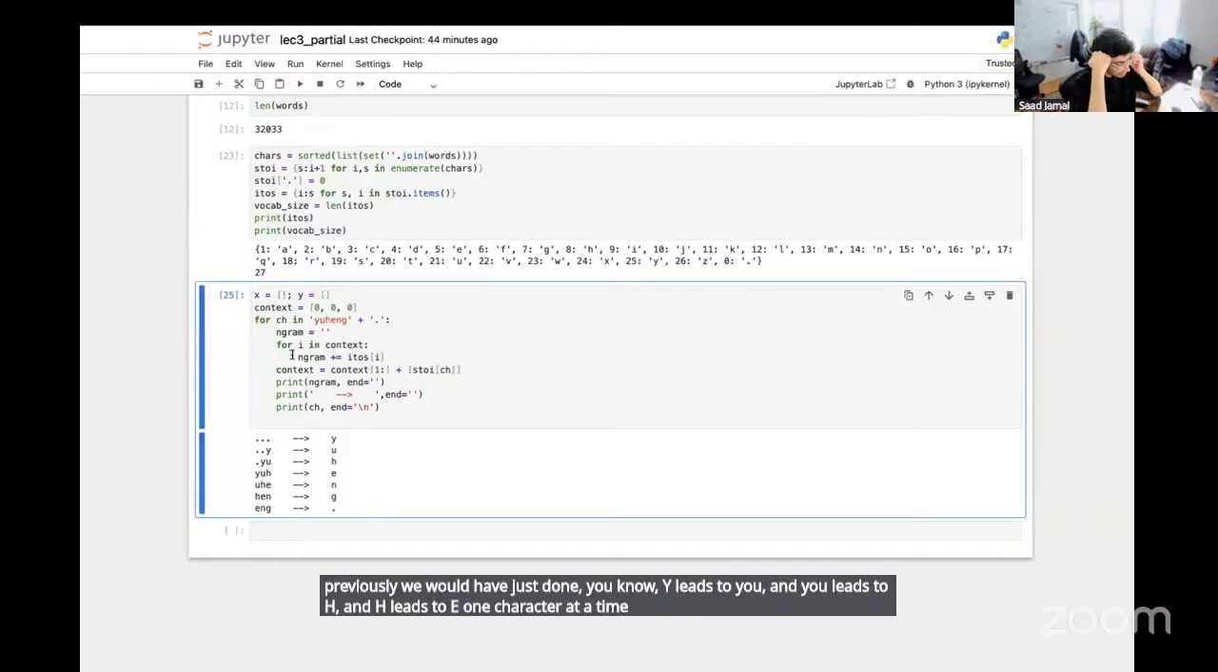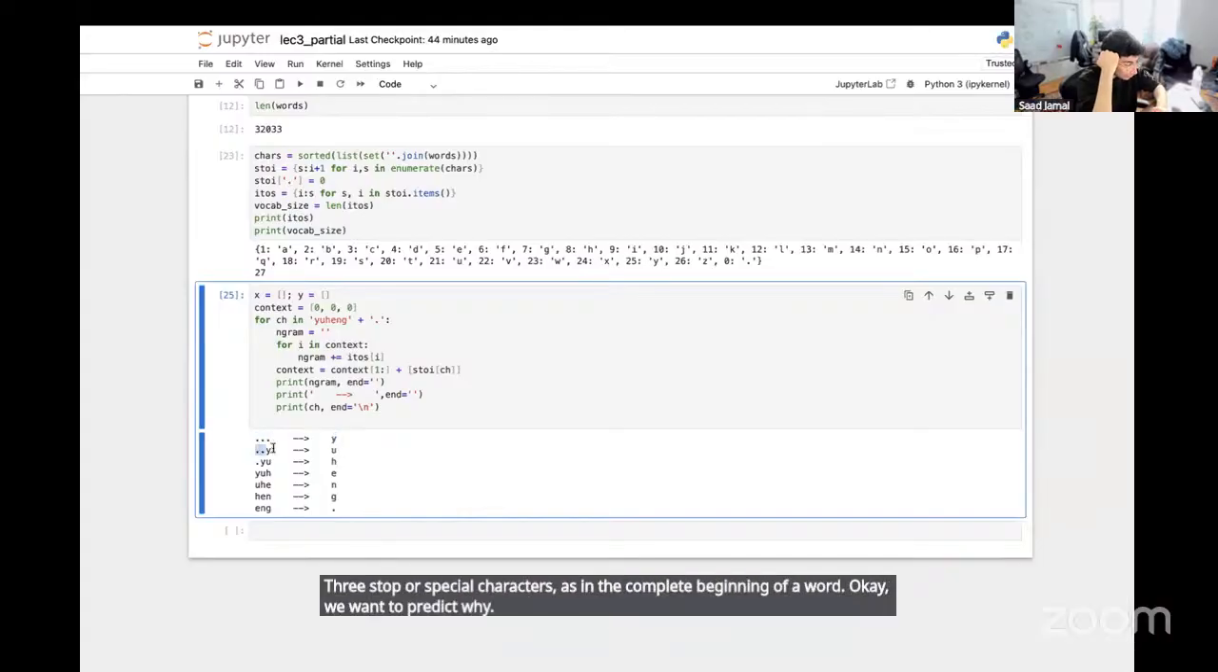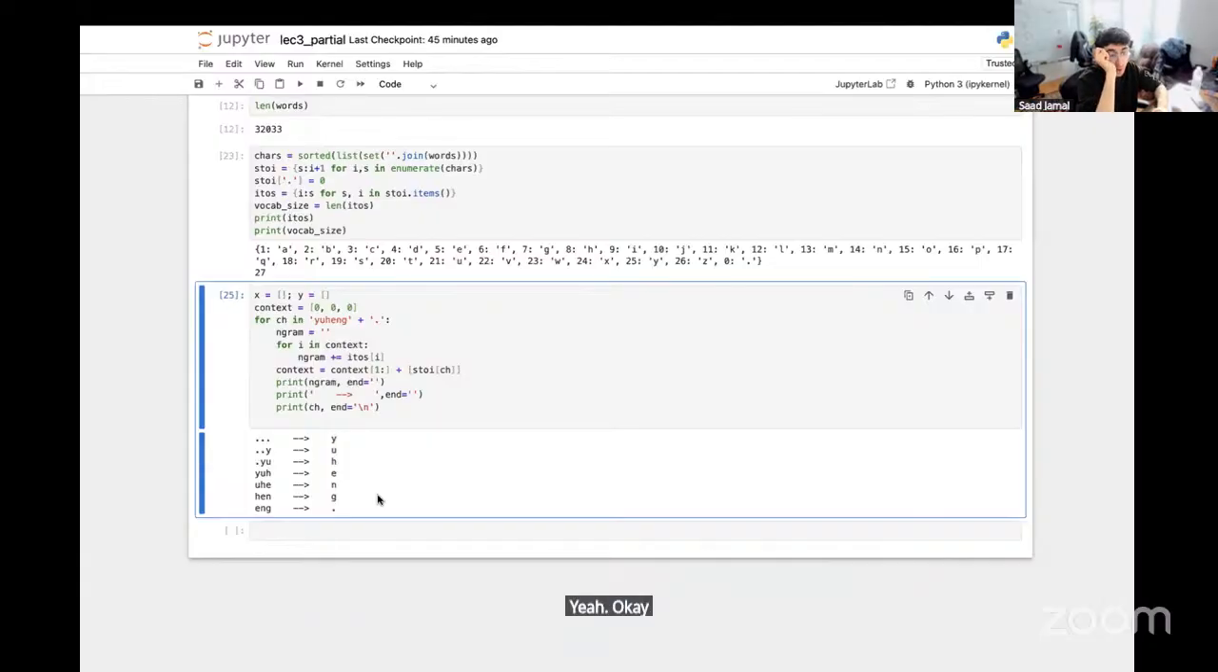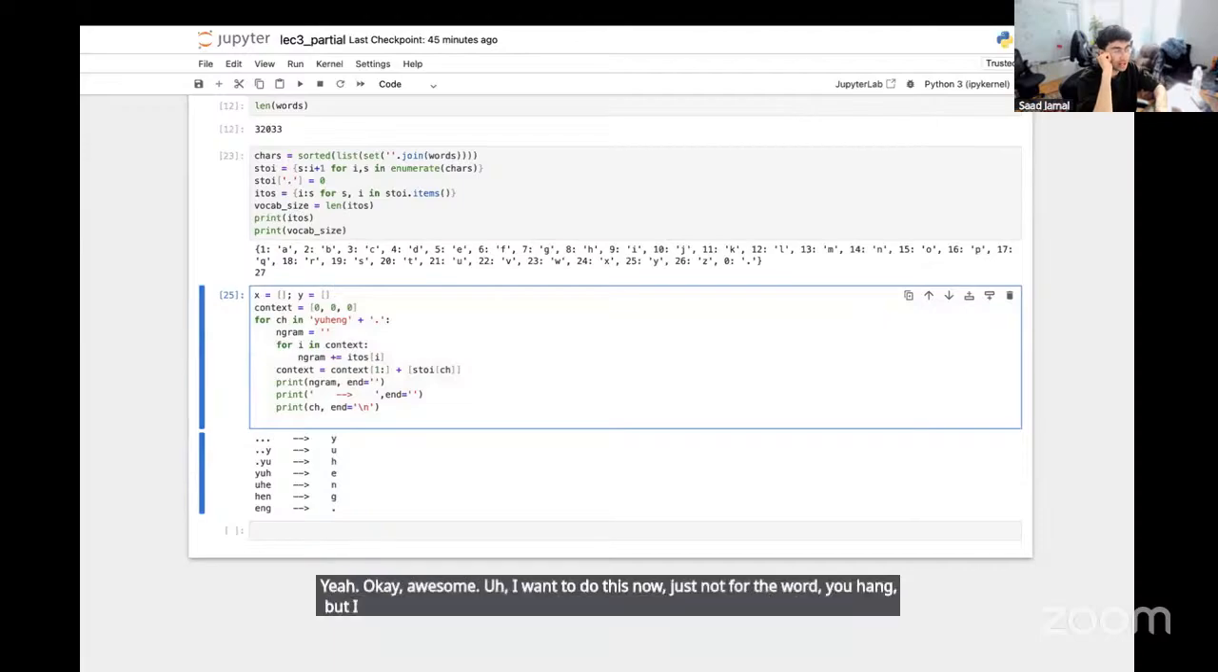But Fazan, do you see how this time, because we have a trigram approach, we want to have three special characters, as in the complete beginning of a word? We want to predict Y, right? And then, for example, when we've only seen one letter, which is Y, we want to predict U. And when we've seen Y and U, H, and so on. Does this make sense, Fazan? Yes. Okay, awesome. I want to do this now, not just for the word Yuheng, but for the entire data set.